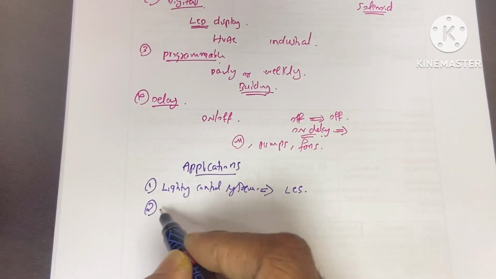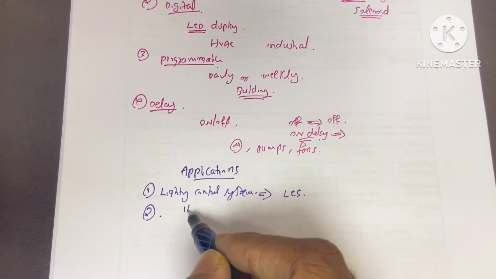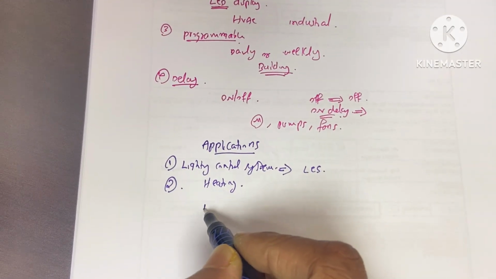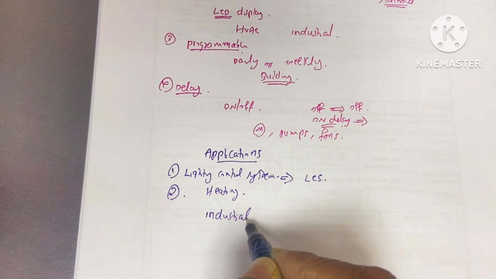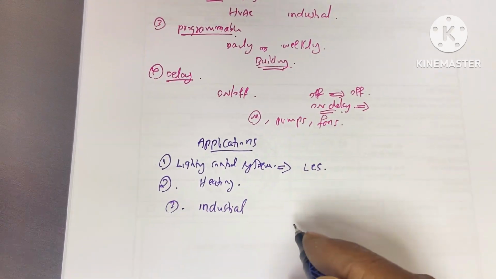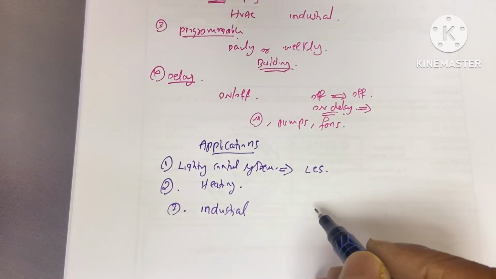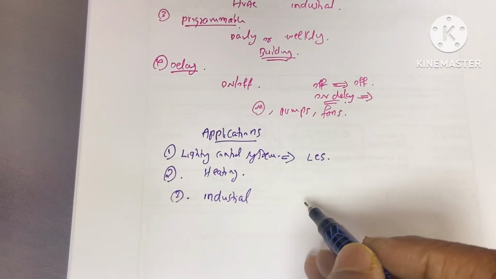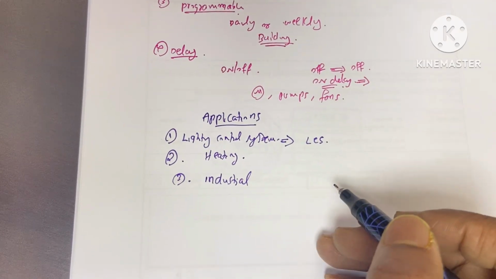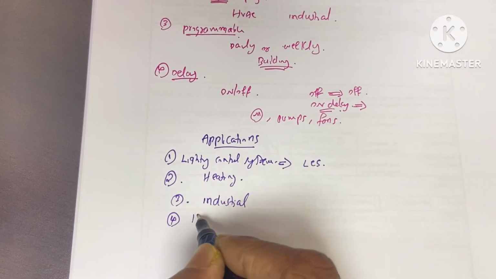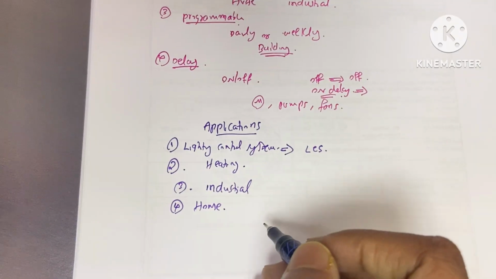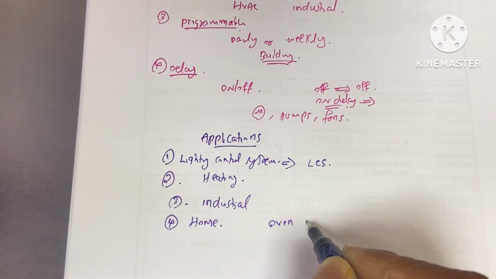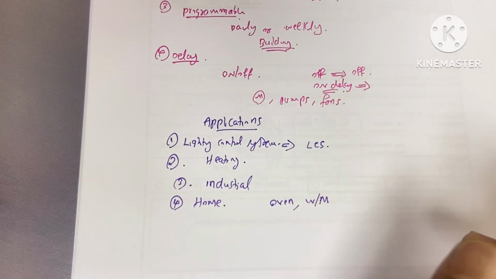The second application is the heating system. The next one is industrial automation, I mean for the sequencing of your machines, at what time your machine needs to start up and switch off, like that. The next one is home appliances. For home appliances we could use this one. For example, you can use the timer for ovens and also for the washing machine, like that.